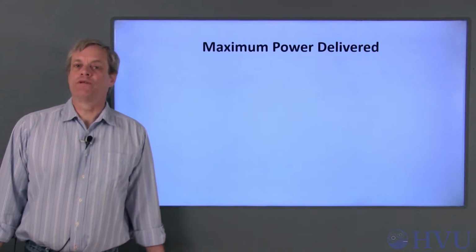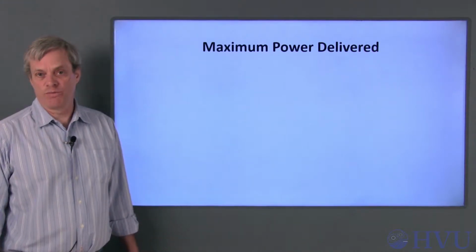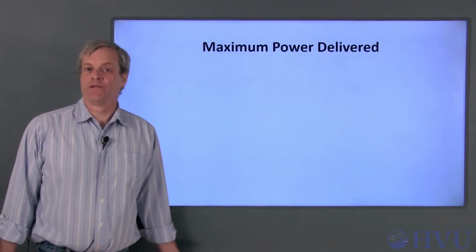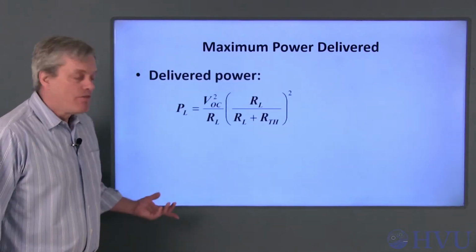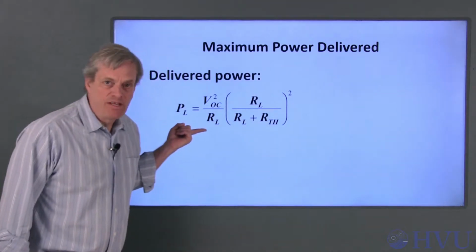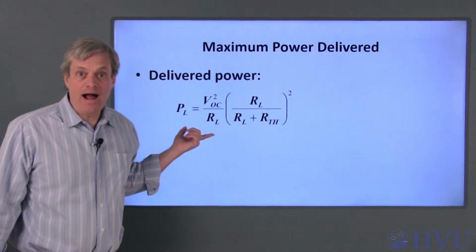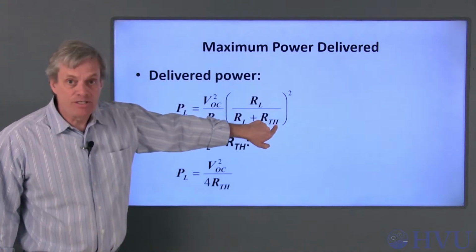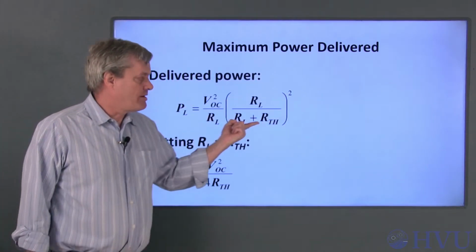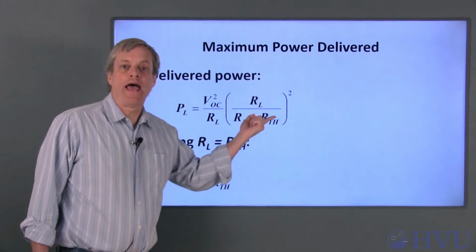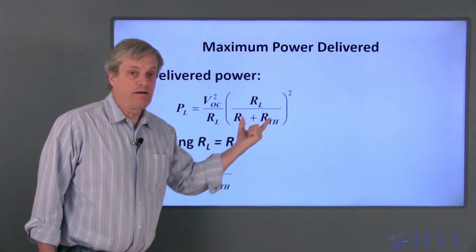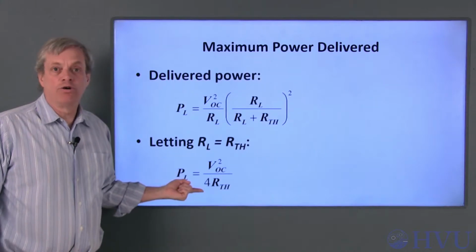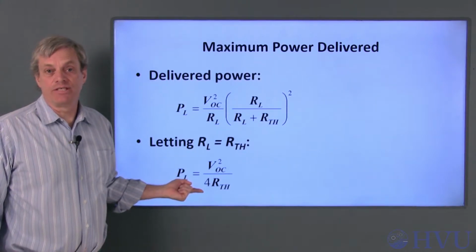Now that we know what the load resistance should be to absorb the maximum power, let's determine the amount of power that's absorbed by the load under that condition. The load power is determined from the original expression we had for power. If we choose the load resistance to be the same as the Thevenin resistance, RL over RL plus RTH becomes 1/2. 1/2 squared is 1/4, so the power delivered is VOC squared over 4 times the Thevenin resistance.